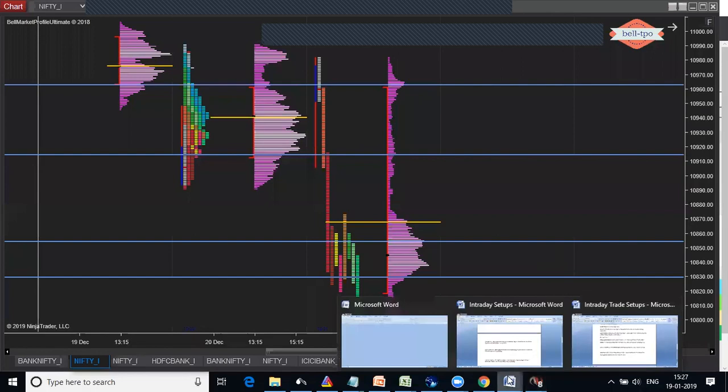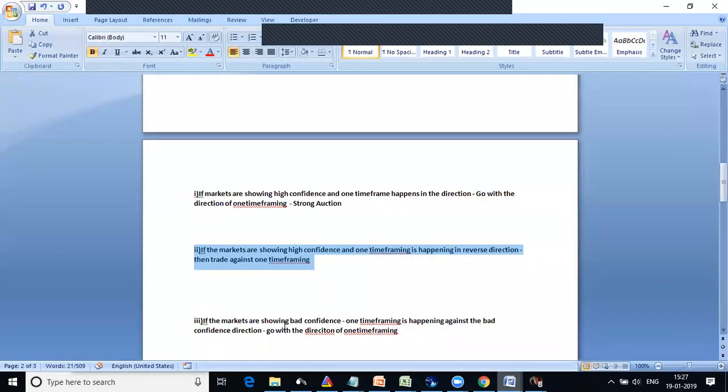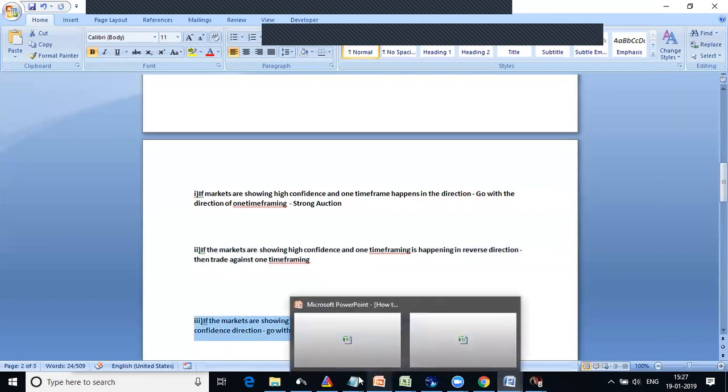And next comes, if markets are showing bad confidence, that is markets are showing low confidence, and one time framing is happening against the bad confidence, then go in the direction of the one time framing. This also usually happens. Market shows bad confidence, something like this, let's say.